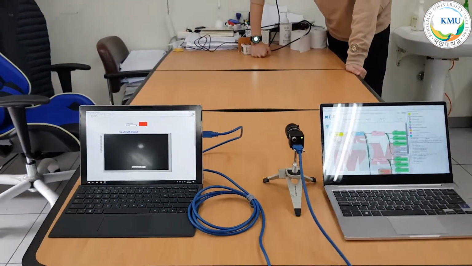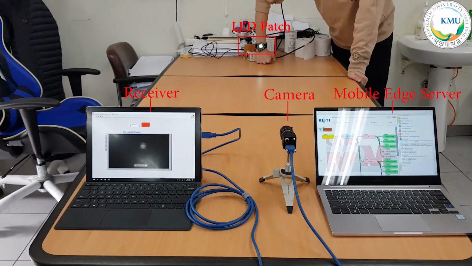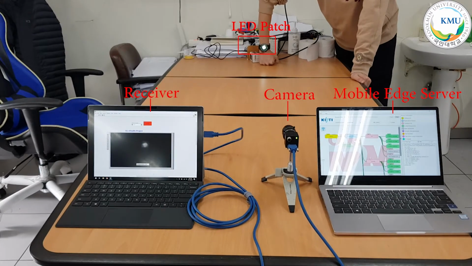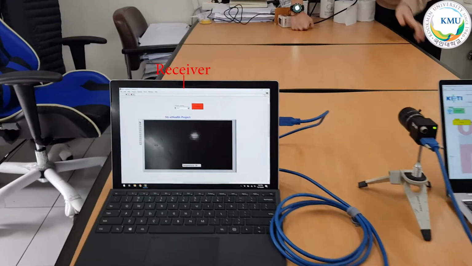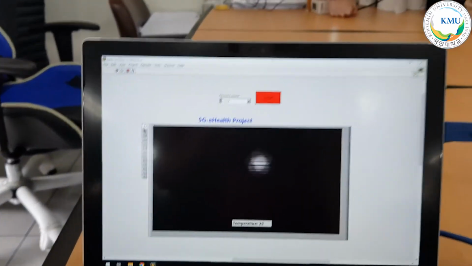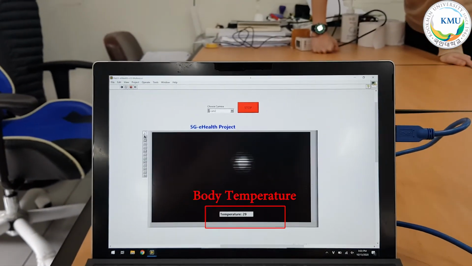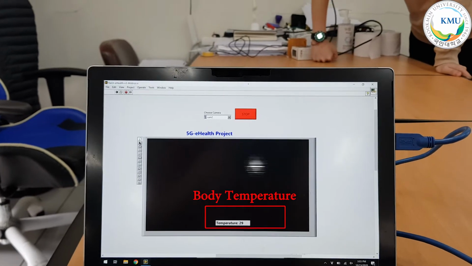On the receiver side, we're using a camera to receive data from LD patch. In this demonstration, we collect the body temperature from the patient. Our technology also supports movement from patient.